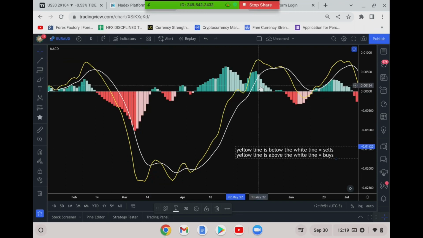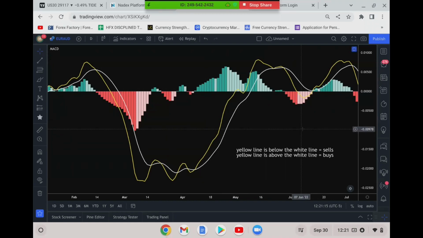Again, vice versa, if you were looking for a buy, you would want to see the yellow cross above the white. Another confirmation would be if you could get the MACD and the signal line, the white and the yellow line, to cross back above the baseline of the MACD. And the third confirmation would be if you could see an increase in volume on the histogram bars as well.